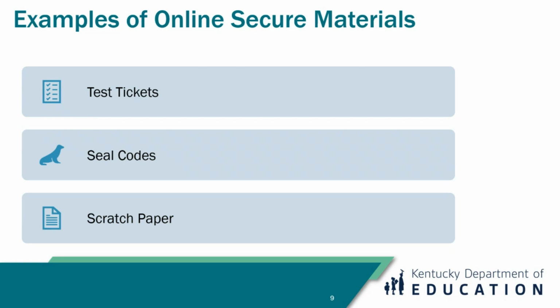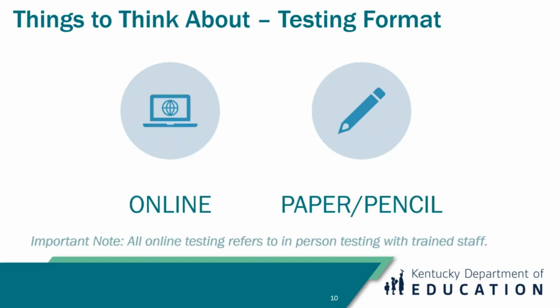Important to note, please train and learn your specific test assessment. For example, ACT does not allow scratch paper on paper testing. Secure materials are items that include test content, tests themselves, or scratch paper, or provide access to test content, seal codes, test tickets, etc. Whether testing online or with paper, test security is of the utmost importance.